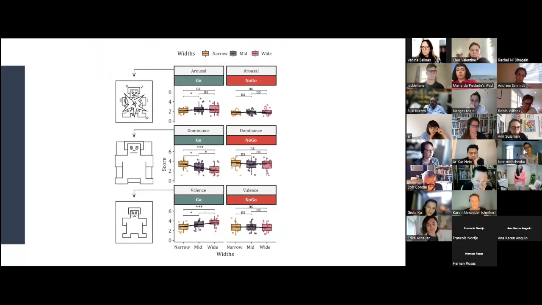And basically, first the emotional responses, the results. We found that people felt significantly less aroused if they could not pass, if they had the narrow condition. We also found that they felt significantly more dominated if they couldn't pass. And we also found that they felt more, let's say, negative if they couldn't pass.